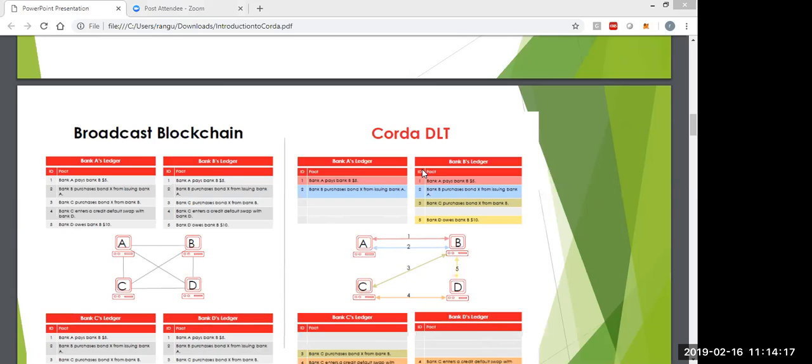What is PDC? Private data collection is something like when you form nodes in Hyperledger Fabric, you can directly send a message to one particular node alone. That is called PDC. Is it clear, Sri Krishna?